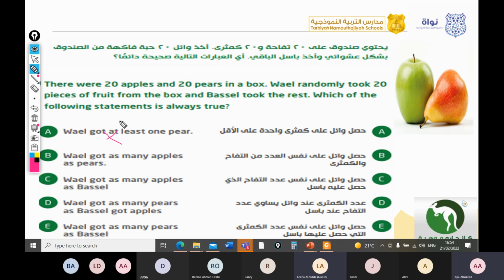So remember, Wael takes 20 randomly. Maybe the 20 are mixed between apples and pears. Maybe the 20 are only apples, or the 20 only pears. So which of the statements is always true? And the rest, Basil took.